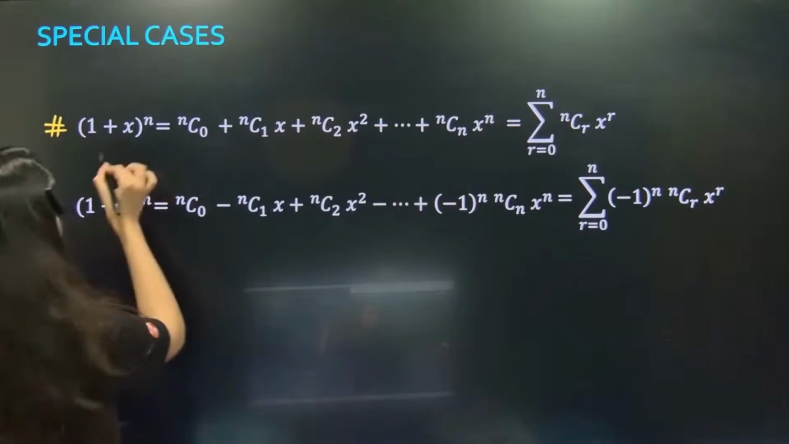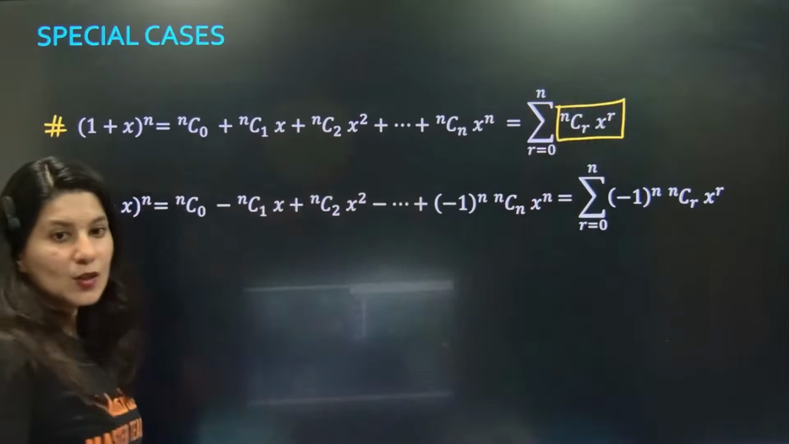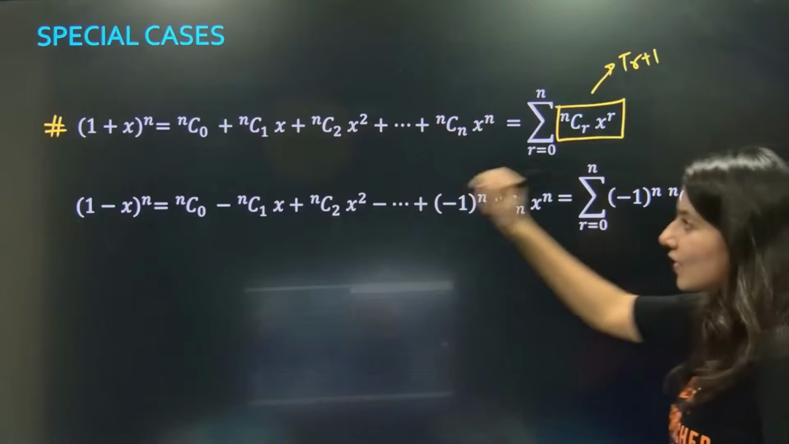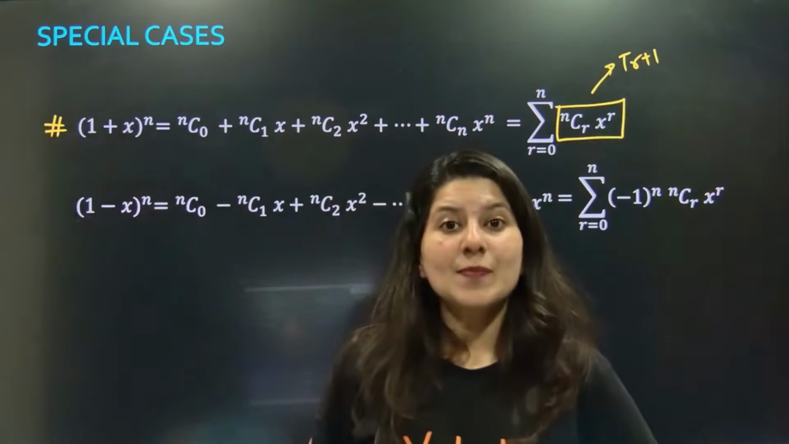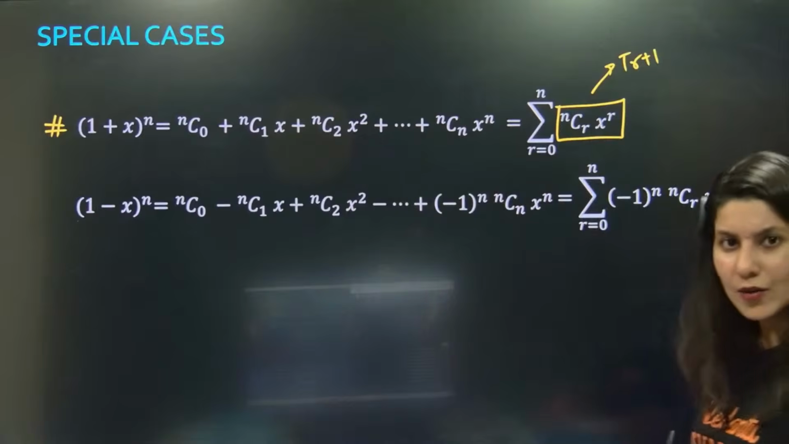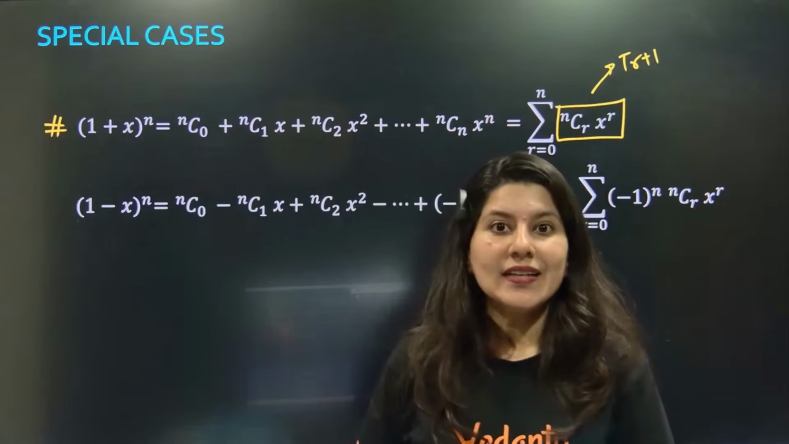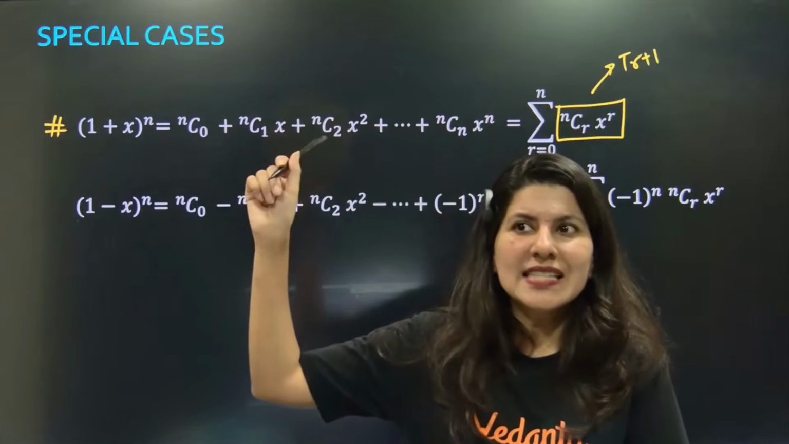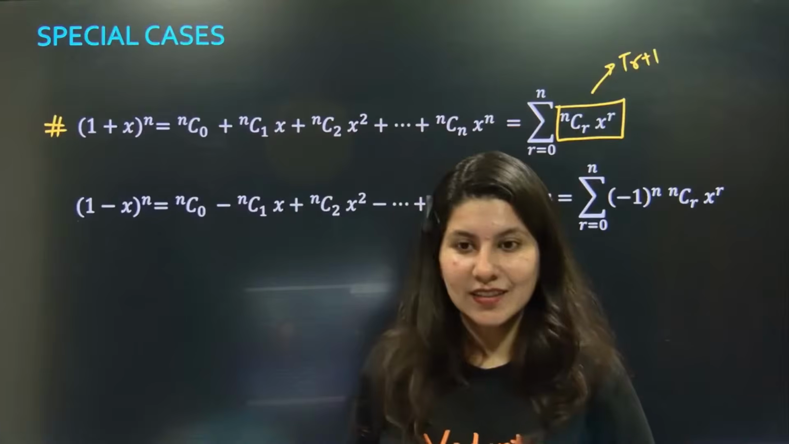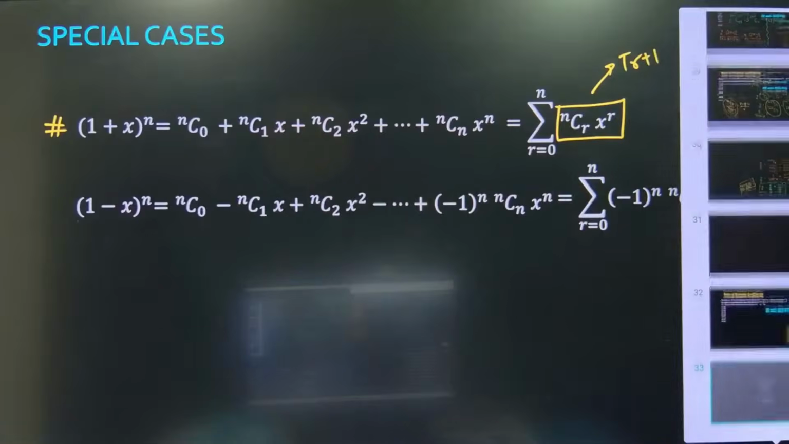In the expansion of (1 + x)^n, this is your general term, nCr x^r. This is your general term, T(r+1). So if I ask you, what is the coefficient of x^r? Ma'am, the coefficient of x^r is nCr. What is the 10th term? Ma'am, the 10th term is nC9 x^9. Getting it? And if there is a negative sign, just replace x by minus x. You will get this.